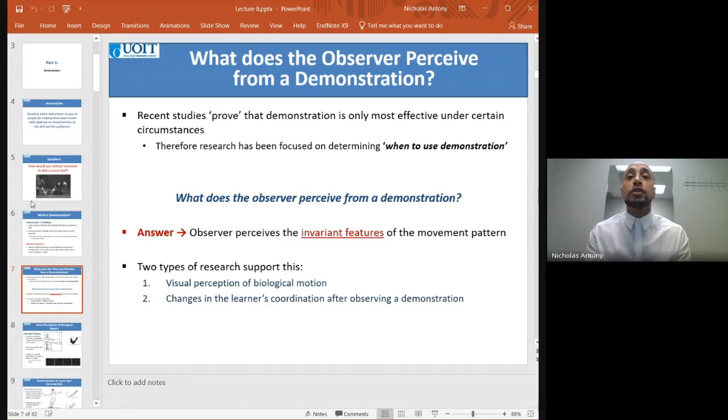And there's two types of research that support this idea that we pick up the invariant features from a demonstration when learning a motor skill. The two types of research are the visual perception of biological motion that we're going to talk about, as well as when we see changes in learners' coordination after they view a demonstration. So there's two types of research studies that have proven this idea that we pick up the invariant features.